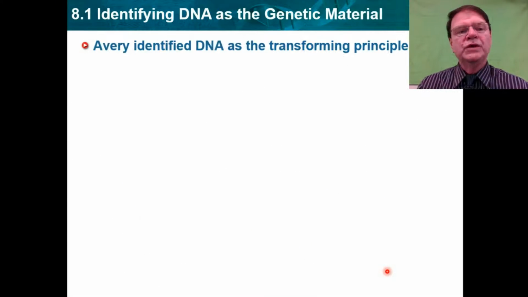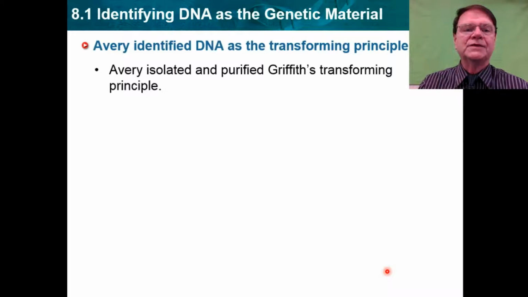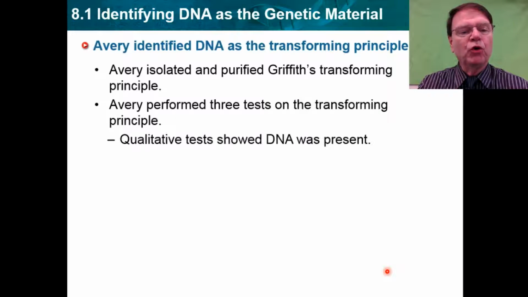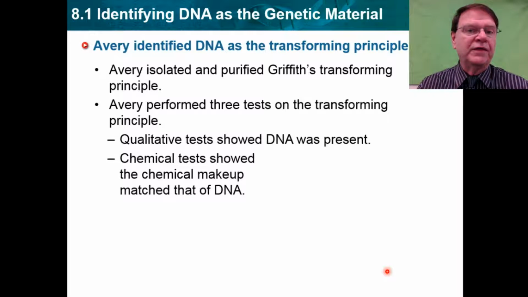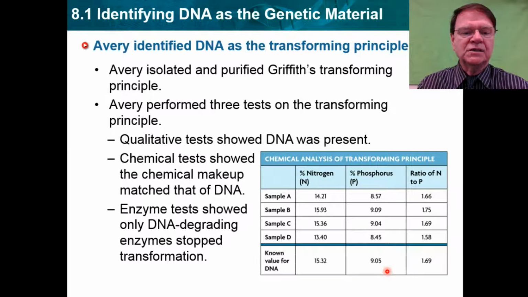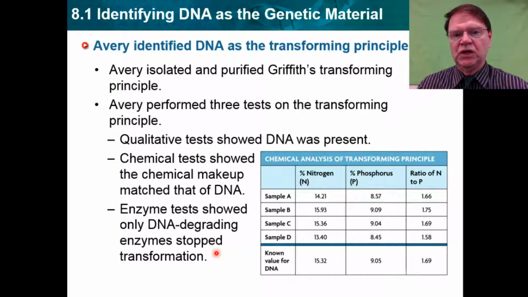Well, another researcher by the name of Avery was able to extract and isolate and purify this transforming material that was found by Griffith. And he performed some experiments to find out what its nature was. And it showed that that was actually a nucleic acid that we now know to be deoxyribonucleic acid, DNA. So chemical tests were able to show this. Enzyme tests showed that only DNA degrading enzymes stop the transformation.